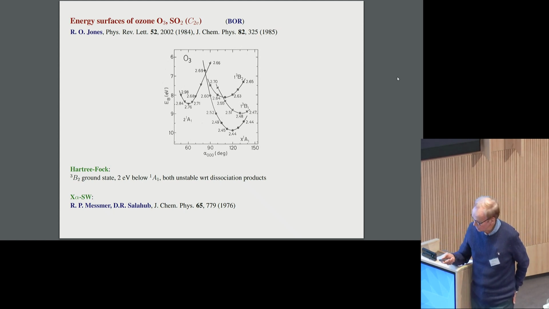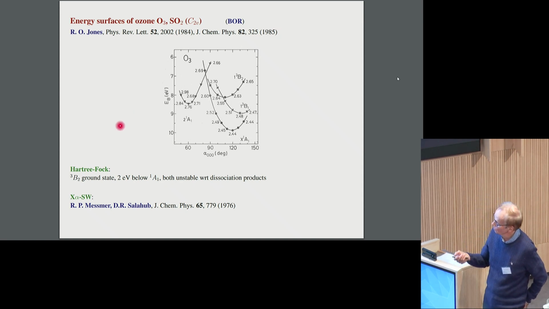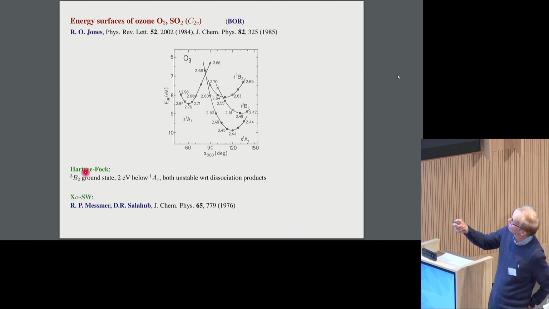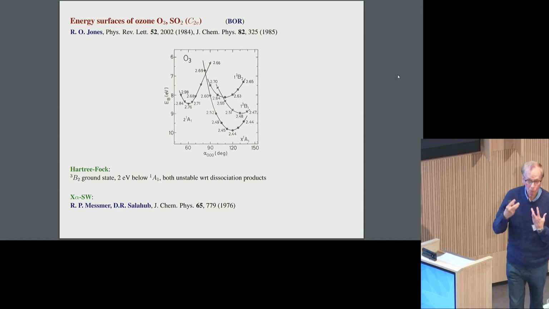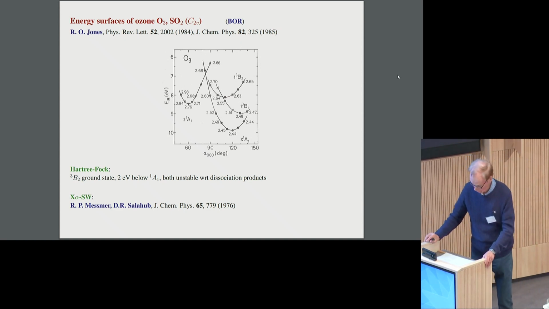Now, Hartree-Fock gives a disastrous picture here because we have the wrong ground state. This triplet state, which is in fact some volts higher than the experimental ground state, is the ground state in Hartree-Fock by a large amount. And both of the structures, this one we're looking at and that one, are unstable with respect to 3 oxygen atoms.